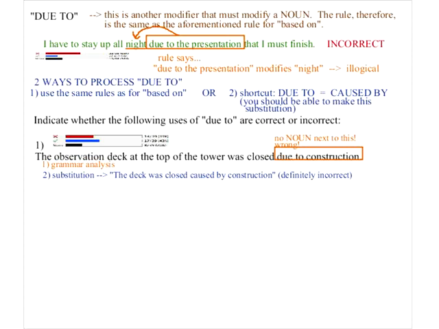Okay. Good. Let's look at another one. Here's another one. Due to the 6-mile-long traffic jam on the freeway, I was 2 hours late to the meeting.